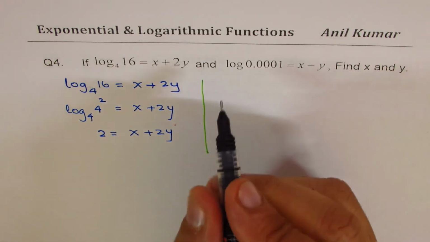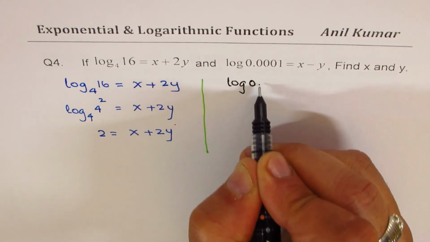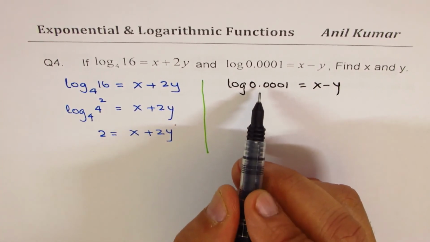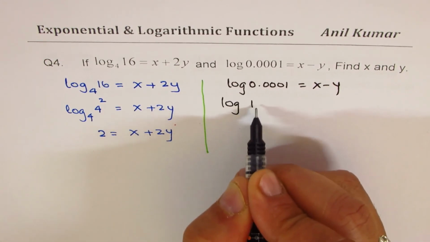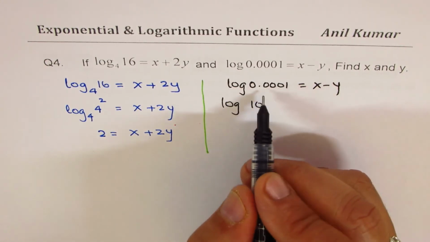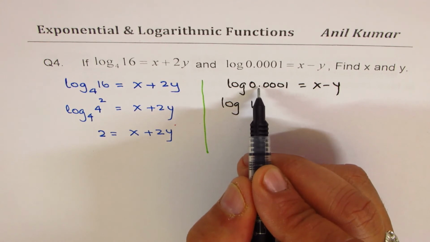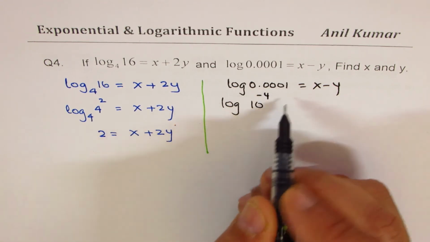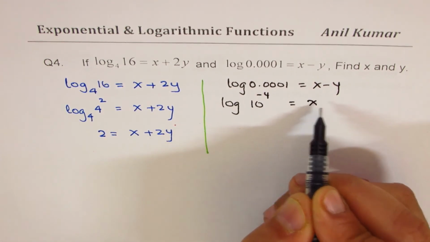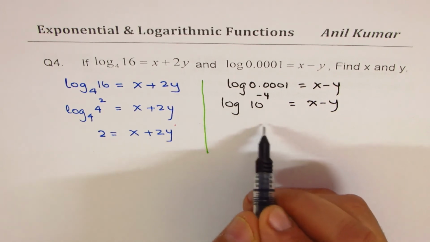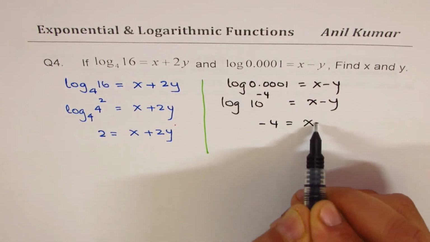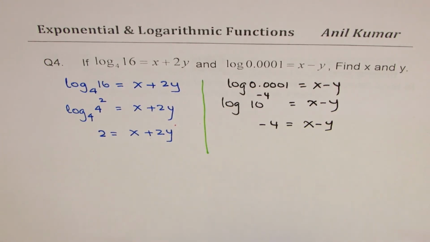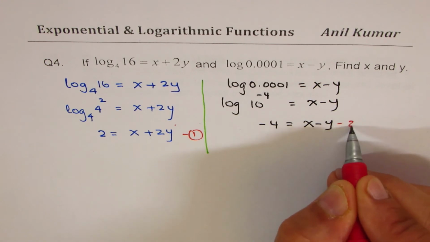Now let's do the other one, which is log of 0.0001 equals x minus y. Now that basically means log of 10 to the power of minus 4, right? To get it to 1, we have to move the decimal 1, 2, 3, 4 places. So minus 4, right? That is how we write this. Now this is base 10 and therefore we have minus 4 equals x minus y. So we have two equations. Let me call this equation 1. This is equation number 2.